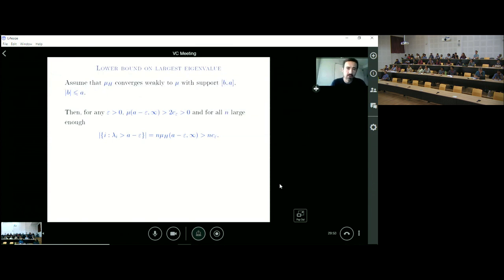Assume that you have already proved that your empirical spectral distribution, mu_H, converges weakly to a probability measure mu, such that the support of mu is exactly the segment [B, A], and B is less than A.